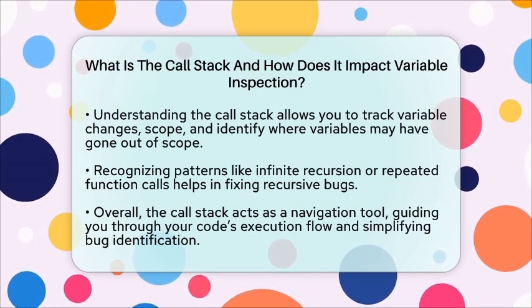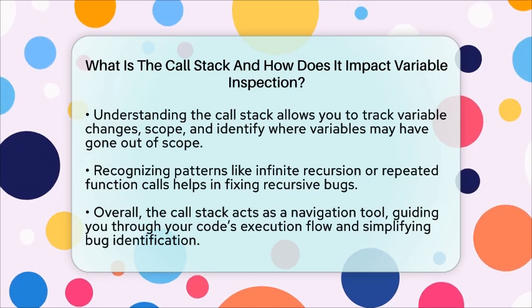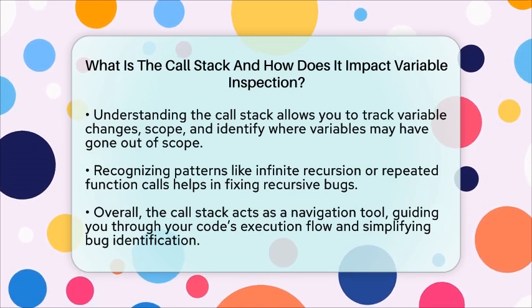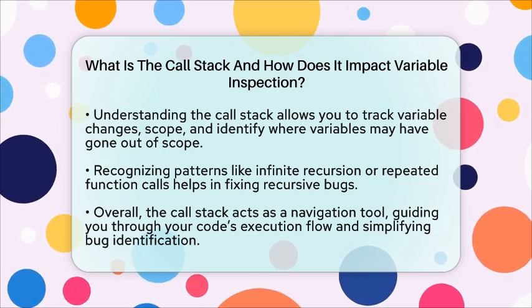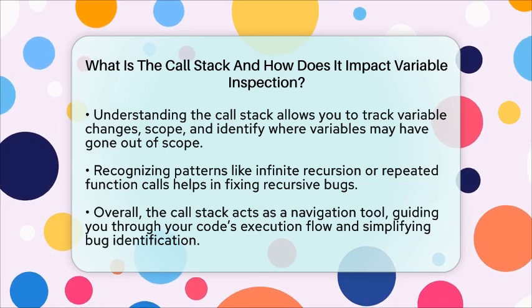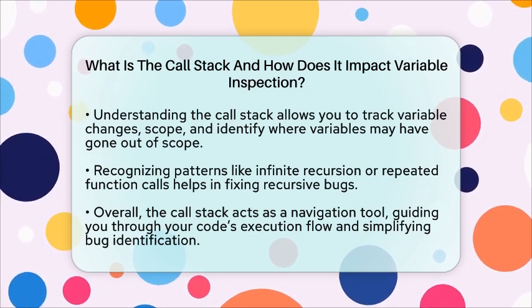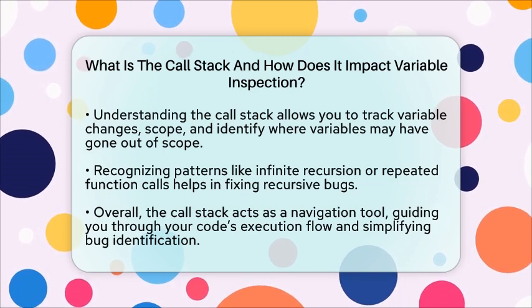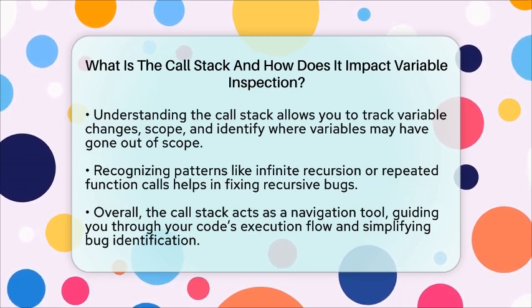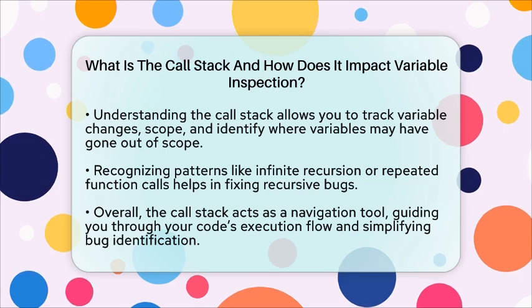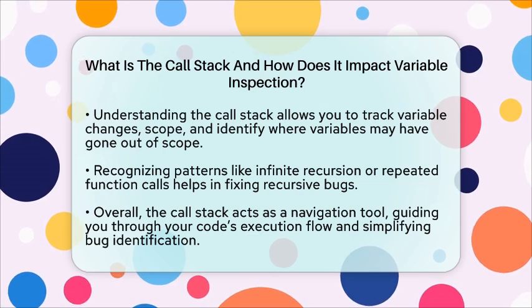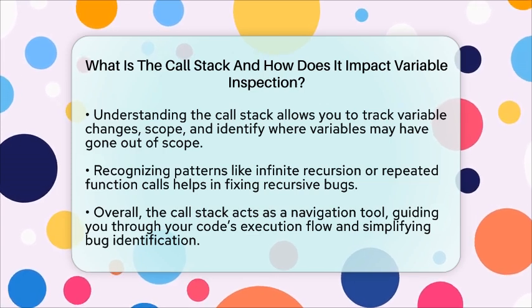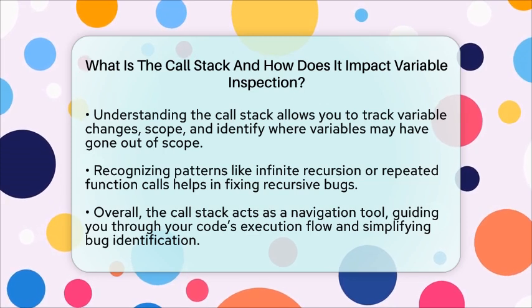In summary, the call stack is a core part of how programs manage function calls and local data. It directly influences how you inspect variables during debugging. By understanding its structure and behavior, you can better interpret variable values, trace execution paths, and identify bugs related to function flow. Knowing the call stack is like having a map that guides you through your code's journey, making debugging more straightforward and effective.